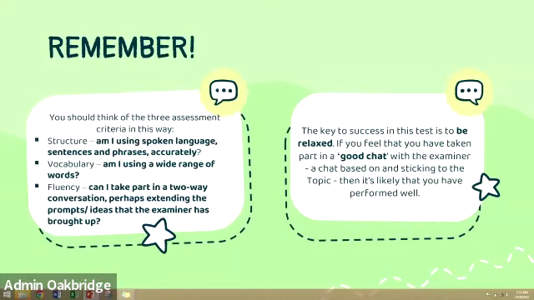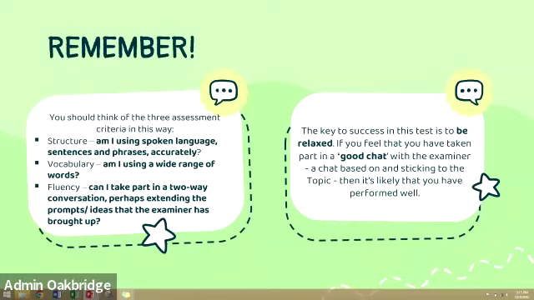And the rubric I told you earlier, 3 things that you need to pay attention to. The first is structure. How do you know you did well in structure? You ask yourself this question: am I using spoken language, sentences and phrases accurately? While you're actually talking, ask yourself this kind of question. Number 2, for vocabulary, ask yourself, am I using a wide range of words, or am I sticking to the same common, simple words?